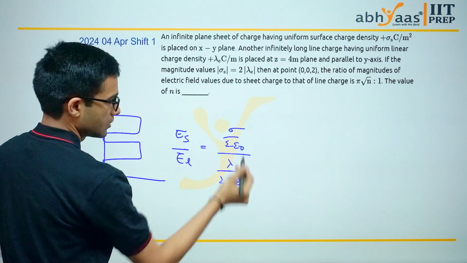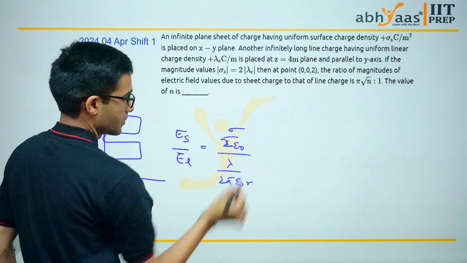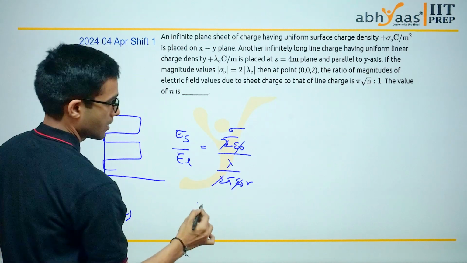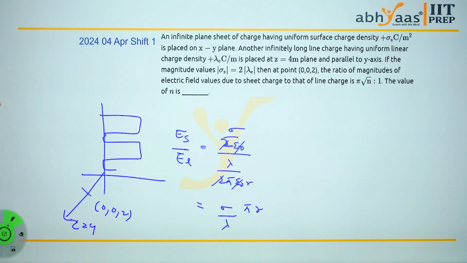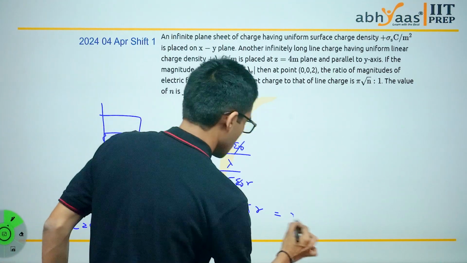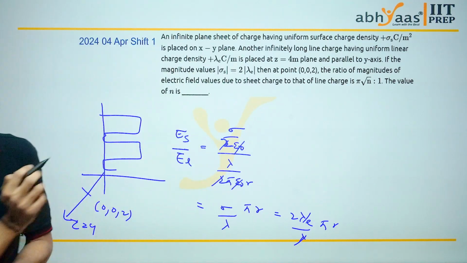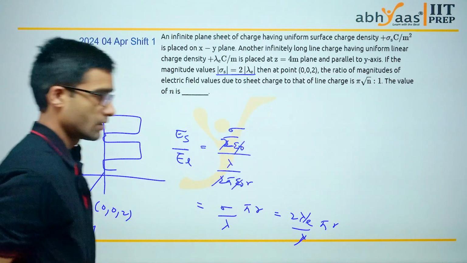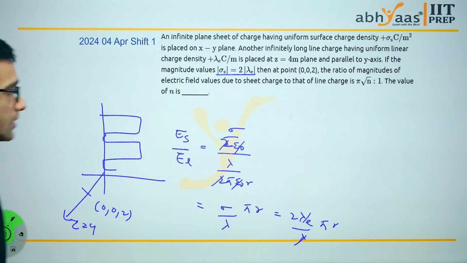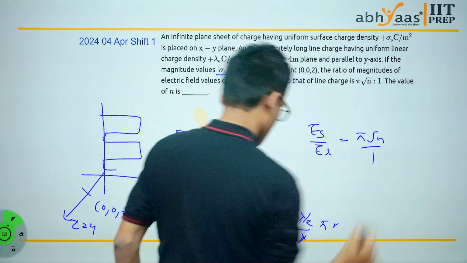The 2 and ε₀ get cancelled, giving σπr/λ. What is given? σs equal to 2λe. So 2λe by λ, with π r, both cancel, and you get 2πr/λ. Finally, Es by El is equal to π√n by 1.